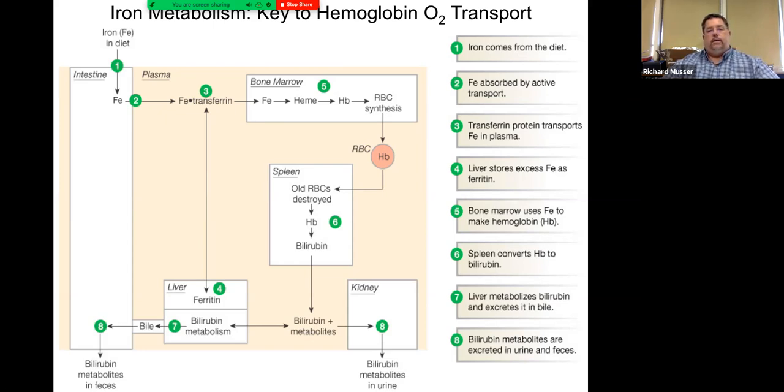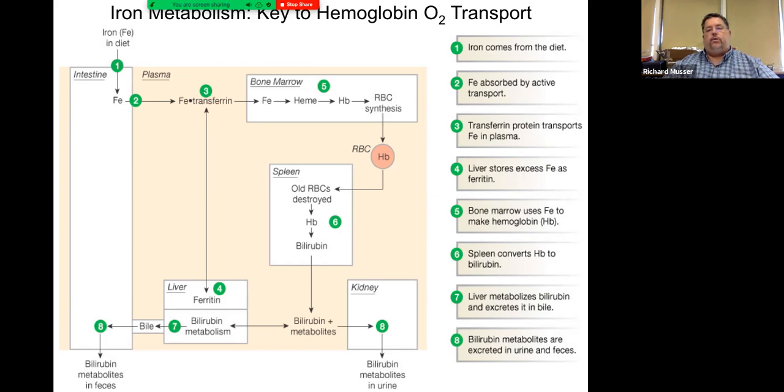Iron is actually going to be absorbed in your intestines through active transport. So that means it's going to require ATP. That iron will then be moved around with the help of transport proteins. Remember how we talked about how there are transport proteins in your blood plasma? In this case, it's called transferrin. So transferrin will move iron to the bone marrow. And then the bone marrow will, through various enzymes and pathways, attach it to the heme, making hemoglobin. Looking at number 5 right now.